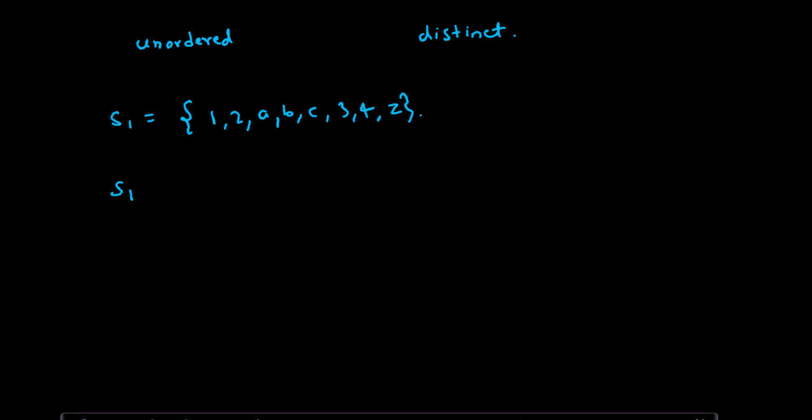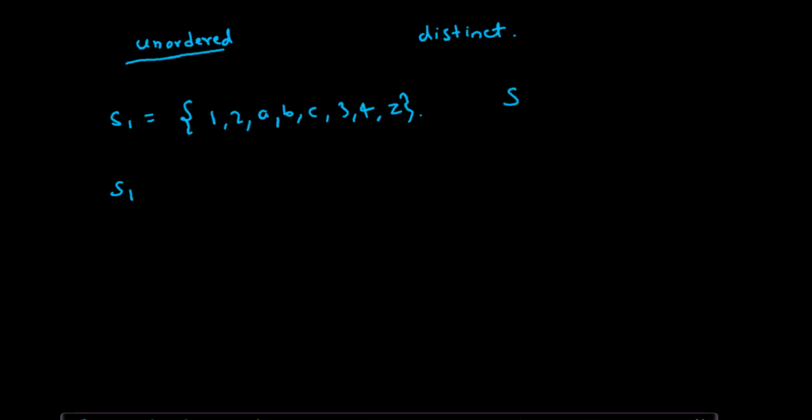Yes, the elements 1, 2, A, B, C, 3, 4, Z, only these elements will be printed because these are the elements of the set. But the order of the elements is not certain. It means it is not an ordered collection. This is one point about being unordered.